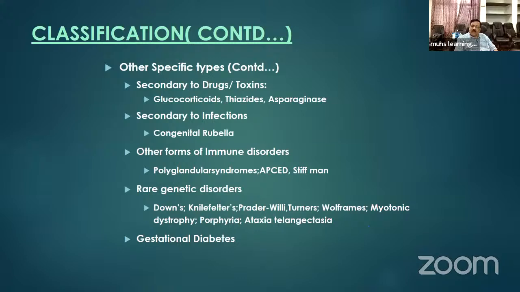Thiazide, again an innocuous drug, but in the long term it is known to cause insulitis and also diabetes. Asparaginase is used in cancer chemotherapy. There are also associations with congenital rubella, and polyglandular syndromes such as Stiff-man syndrome, IPEX syndrome. These are the causes. Rare genetic disorders such as Down syndrome, Klinefelter syndrome, Prader-Willi syndrome, Wolfram's, myotonic dystrophy. So there are many genetic defects which are there.